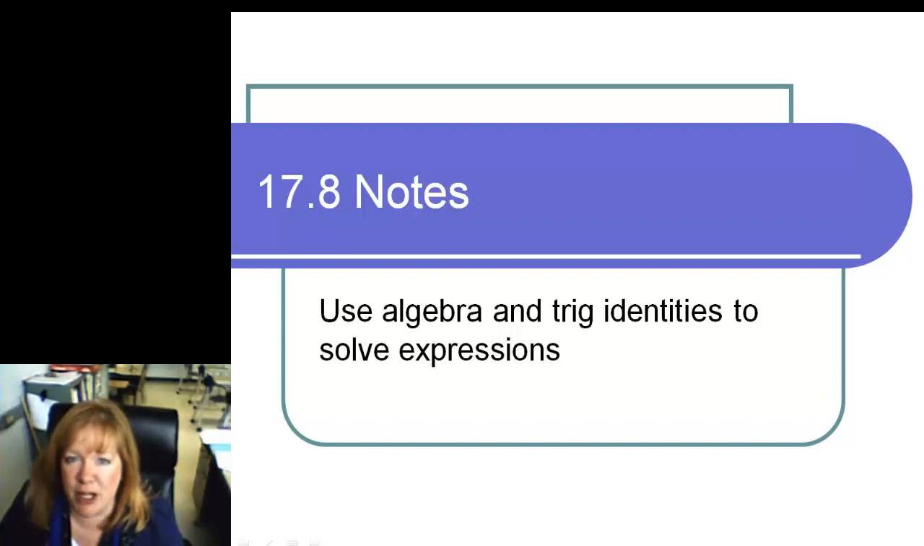What we're going to be talking about today is using algebra and trig identities to solve different expressions. You know, we did some quadratics, and instead of just x squared plus 5x equals 13, you're going to have sine squared plus 5 times sine equals 13. And we're also going to be able to make substitutions in that. So if you can do your algebra, you can do this stuff.